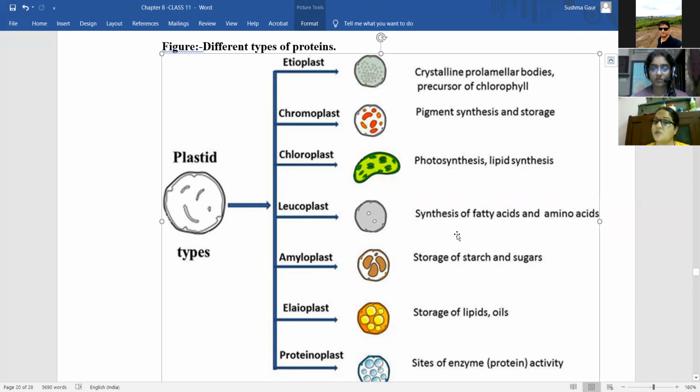Leucoplasts are responsible for synthesis of fatty acids and amino acids. Amyloplast is for storage of starch and sugar. Elioplast is for storage of lipids and oils. And proteinoplast are sites of enzyme, that is protein activity.